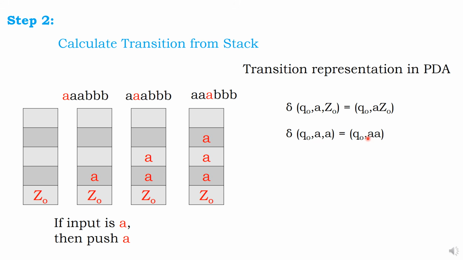When B is coming, state will change. When B is empty, state will change. Again I am repeating. If A is coming, one state. If A becomes B, another state. If B is empty, another state.